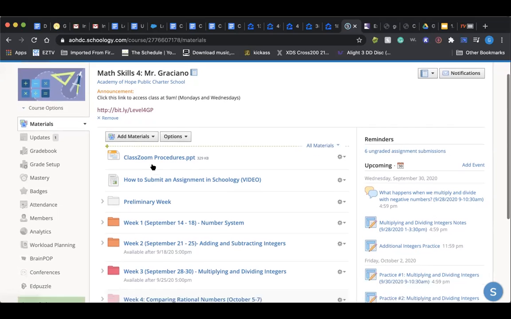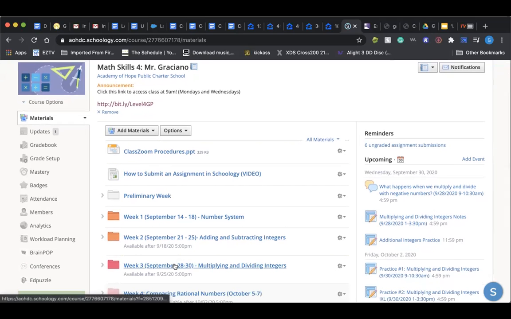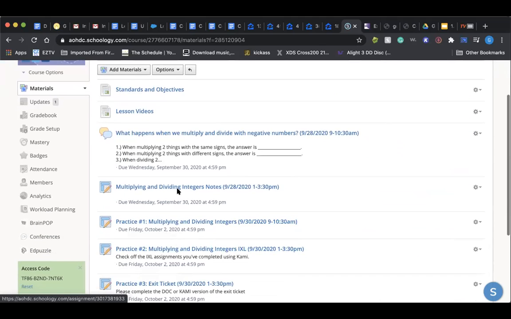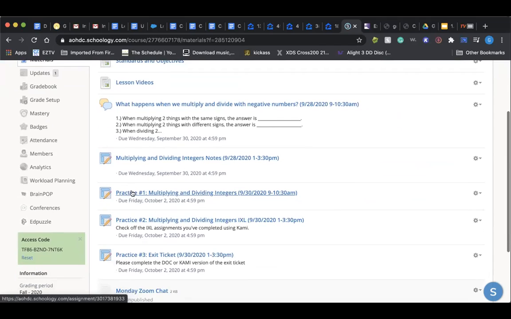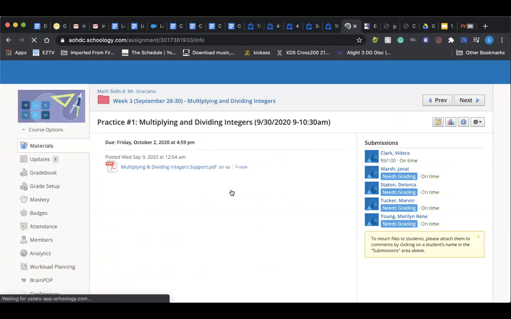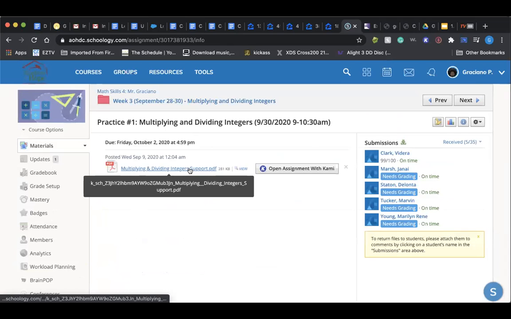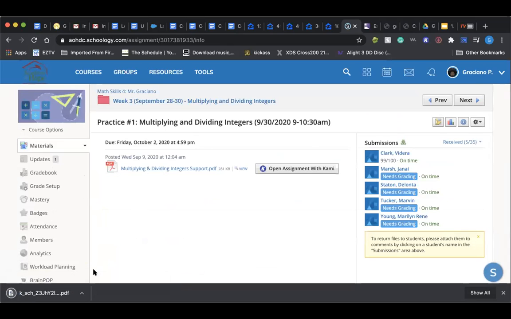All right. Okay. So we're in week 3. And we're taking a look at practice number 1, multiplying and dividing integers. All right. So that's what we're looking at. And if you guys open that, we will work on that assignment today. Okay. So I'm going to switch my view so that you can see that practice.